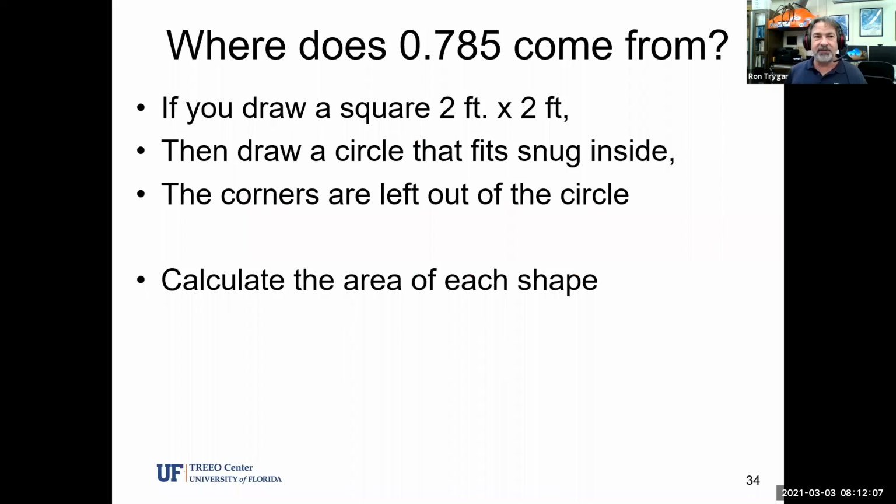Where does the 0.785 come from, initially? How does this work into the calculation? Let me explain a little bit. Maybe this will help clarify it.